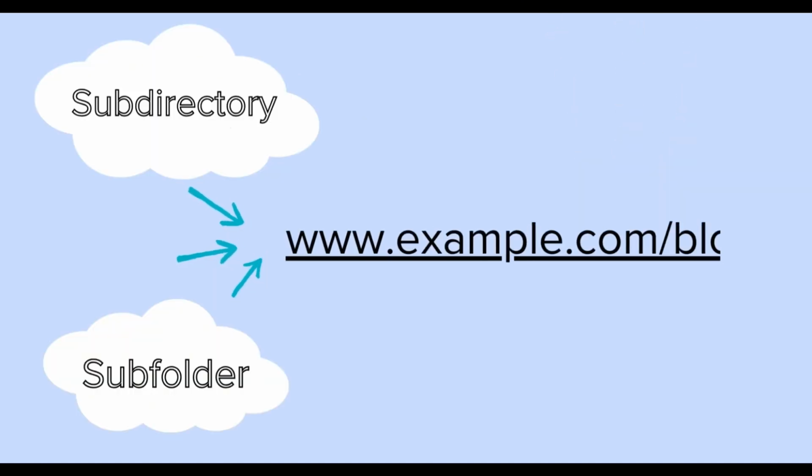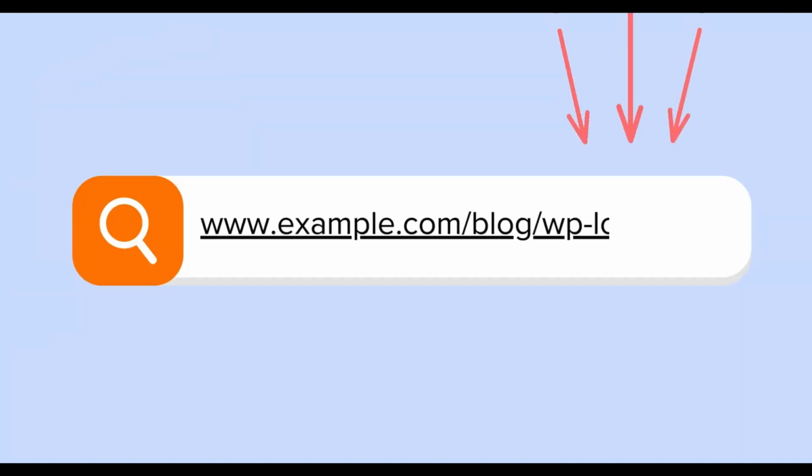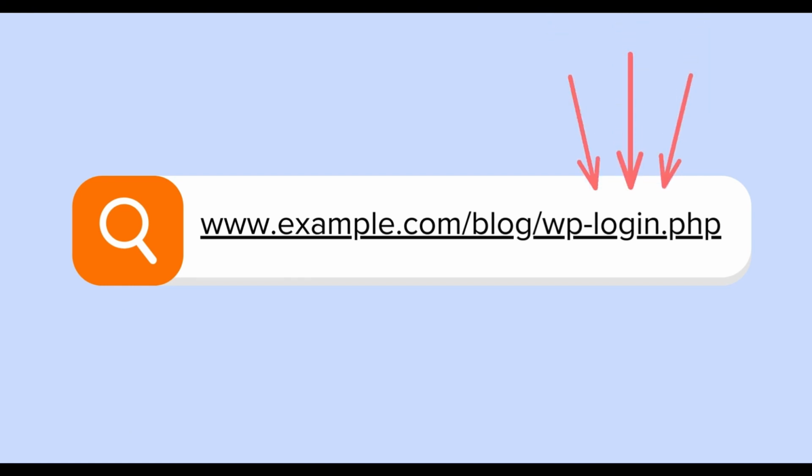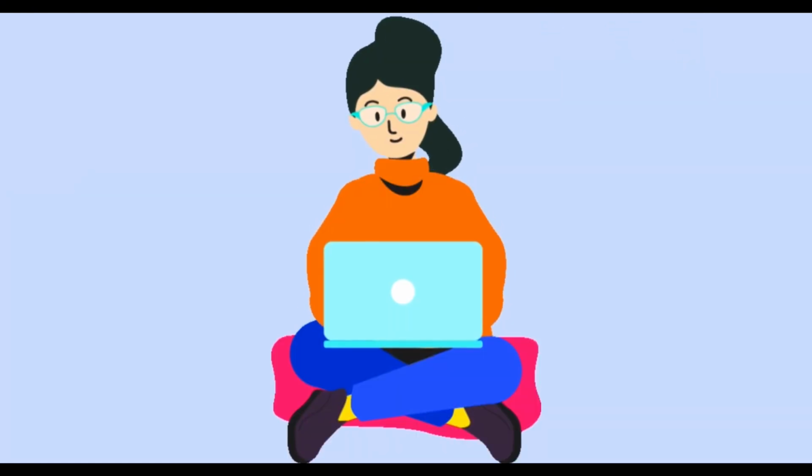Similarly, if your WordPress site is in a subdirectory or subfolder such as www.example.com/blog, add /wp-login.php after the subdirectory URL. And there you have it. Whether your WordPress site is on your main domain, a subdomain or a subdirectory, logging in is super easy.